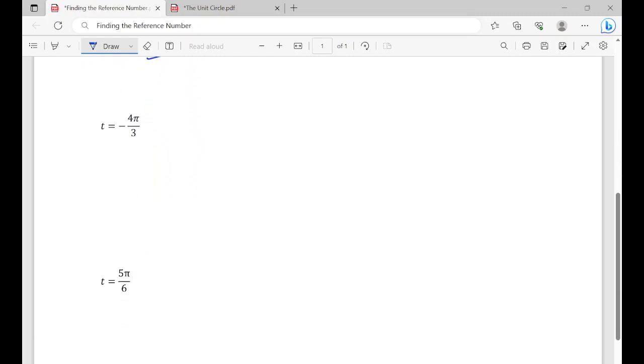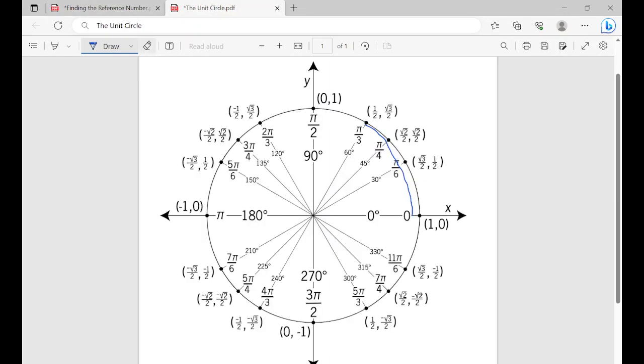What if our t value is negative? In this case, negative 4 pi over 3. Well, we know that negative goes clockwise instead of counterclockwise, so we're having to go this direction. But again, I think it's easier to go the counterclockwise direction and look for 4 pi over 3. So when we do that, going around, we see that 4 pi over 3 is here. It's essentially half a circle around and then pi over 3 more.